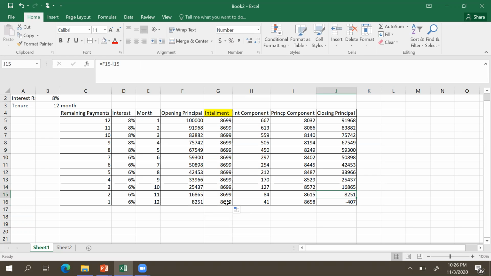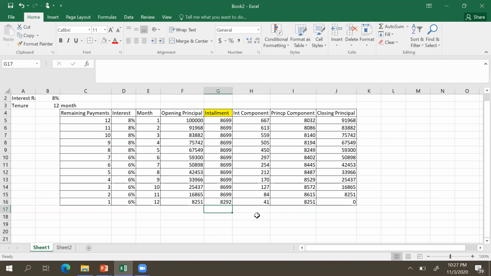It is much less than that. So in the principal component, you will recover this opening principal because it is less than the EMI of 8699, and you will recover the 41 interest, and your last installment will be 41 plus 8251. So it will be 8292. The last installment will be 8292.